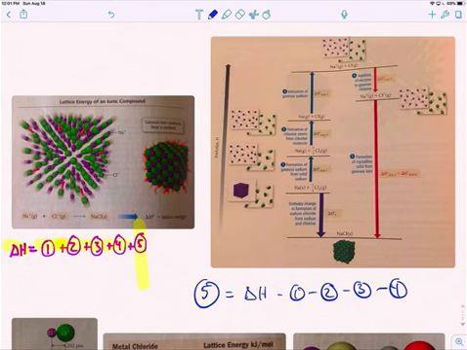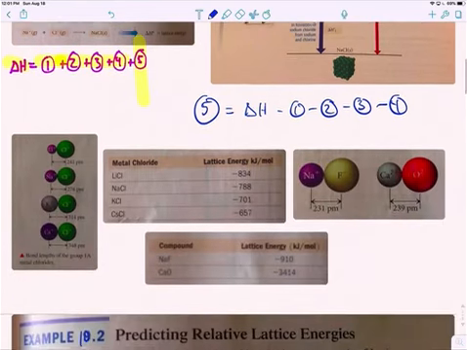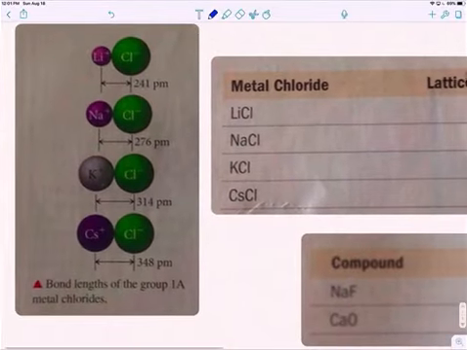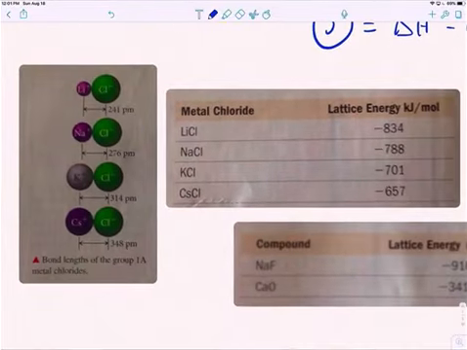And this is what we've discovered with trends in lattice energies. So if you look here, for the alkali chlorides, you can see that for size, lithium is a tiny ion, cesium is a big ion. As you go down, the size of the atom gets bigger, the bond length gets bigger, and what happens? The lattice energy goes down.